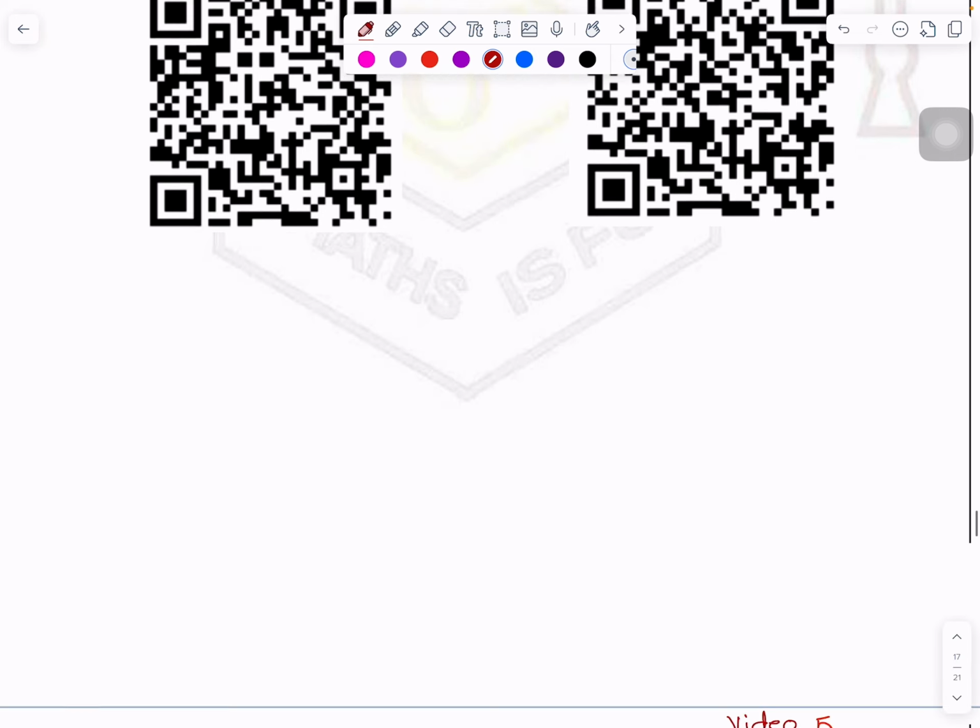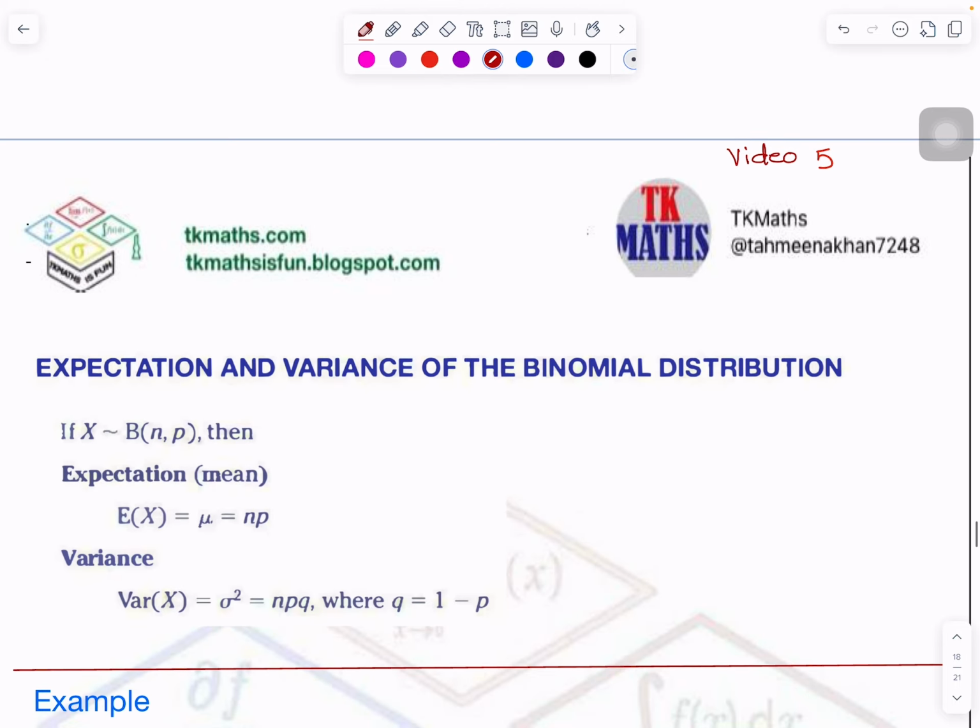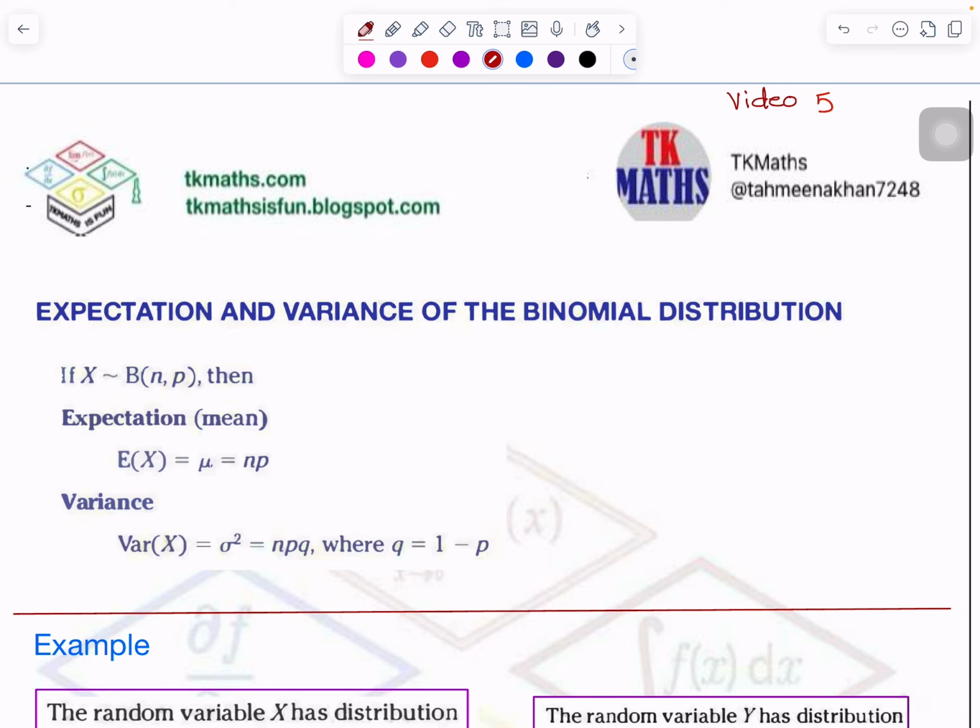So let's just start with today's topic, expectation and variance of the binomial distribution. So we have already seen the distribution of the binomial, which is B(n, p). There are two parameters. n is the number of fixed trials and p is the probability of success. Now, when you have to find out expectation, it is n multiplied by p. The formula is given to you. And when it is variance, it is npq. So these two formulae you have to remember.